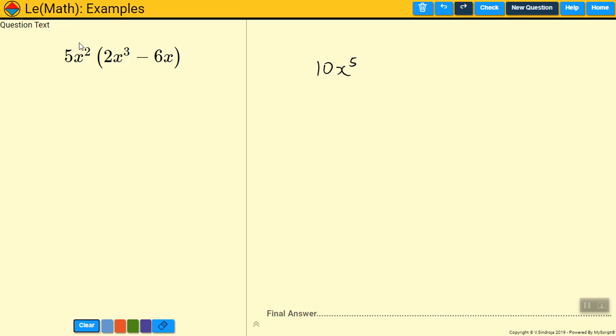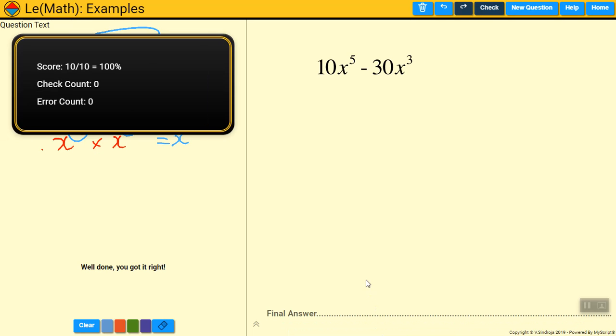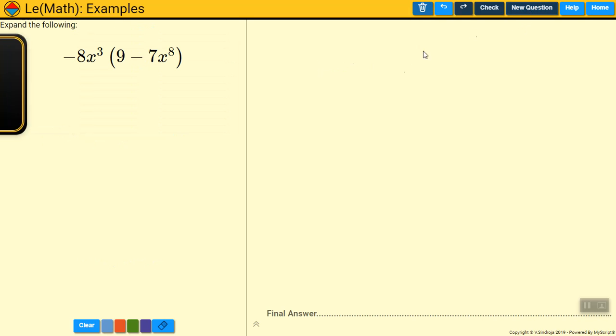And then 5x squared times this. So 5 times negative 6 is minus 30. That's the number done. x squared times x: what's x squared times x? Remember, if there's no power written, it's automatically a 1, and you add the powers together, so that's x cubed. So it's 10x to the power of 5, take away 30x cubed. If we check that, lo and behold, we got it right. Let's do the last one.